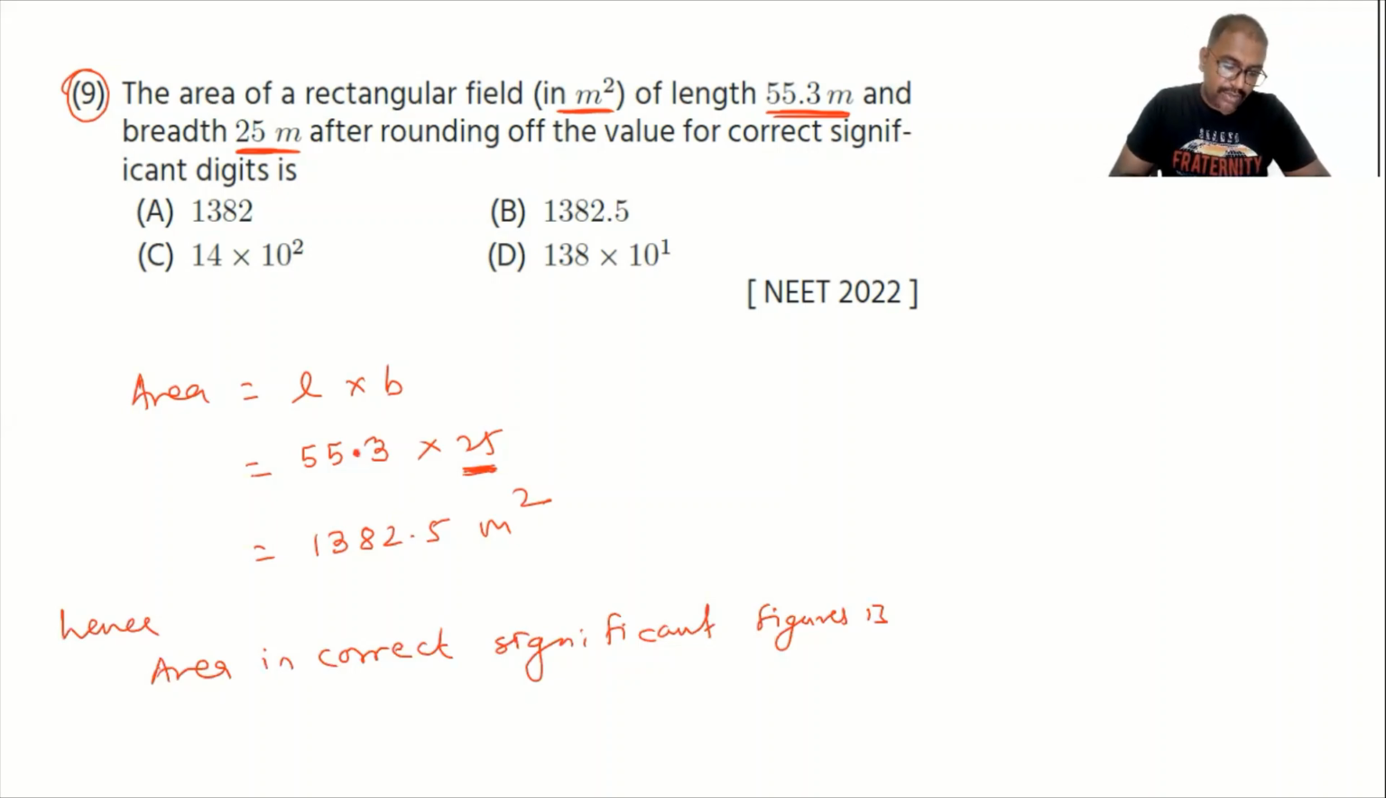So listen, option A is up to 4 significant figures, B is 5 significant figures, and option D is 3 significant figures. Only this option is in 2 significant figures. So our answer is 14 multiplied by 10 raised to 2. We round up the number and write it up to 2 significant figures. So this is the correct answer here. Option C is the correct answer for this MCQ.